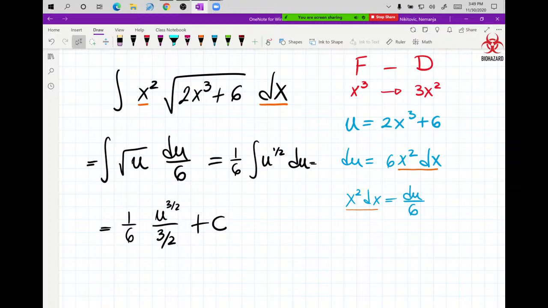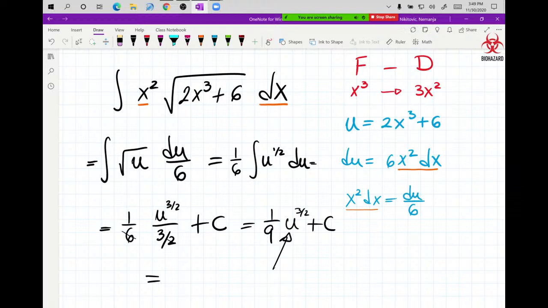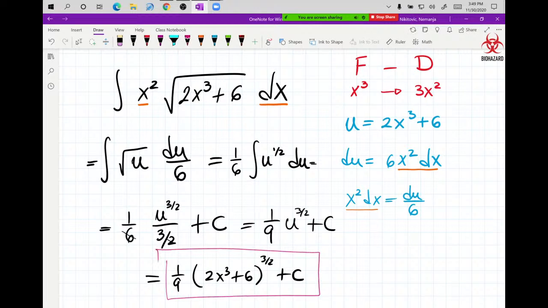Now we can cancel 6 and 2 to get 1 over 9 u to the 3/2 plus c. Now remember, you cannot leave the answer in terms of u, because no one cares about u. We care about the x domain, because the problem was posed in x. So you cannot leave it as u. It's just as simple as writing (2x cubed plus 6) to the 3/2 plus c. You're just replacing u with what u is in terms of x. And that takes care of the situation. Ta-da! There it is.